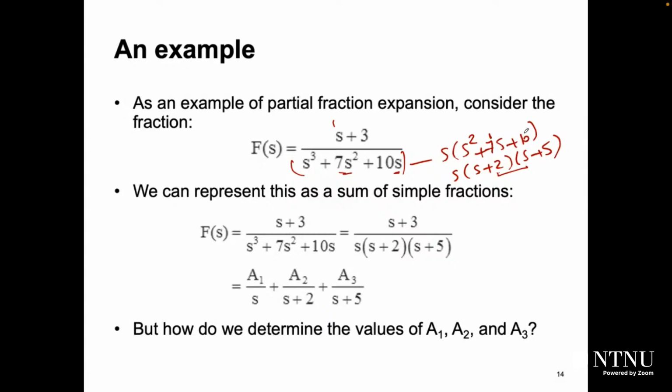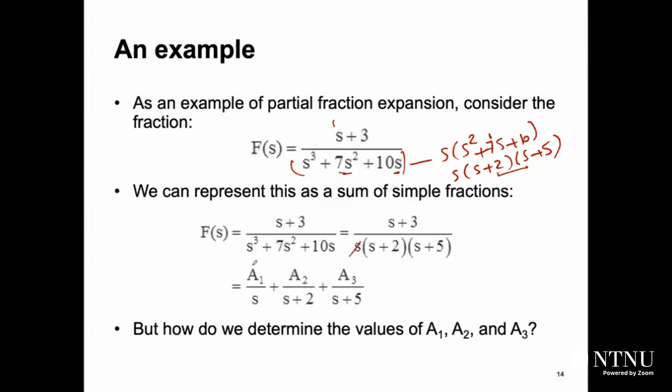So we will write it as a summation of simple fractions. It will be a1 divided by s, plus a2 divided by s plus 2, plus a3 divided by s plus 5. And after that, we will use the limit to find the values of a1, a2, a3. What will be the value of a1? Multiply here by s, so this one will be cancelled. And substitute s equals 0, so it will be 3 divided by 10.